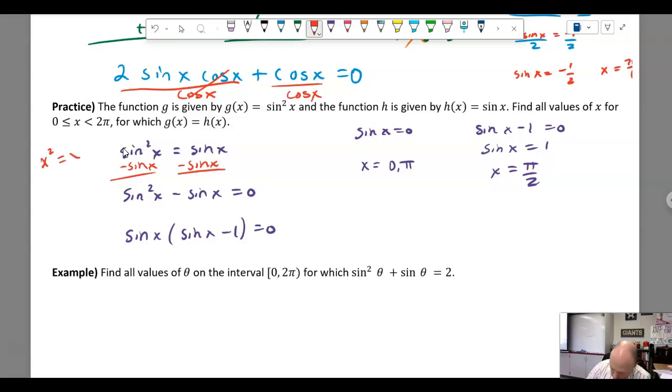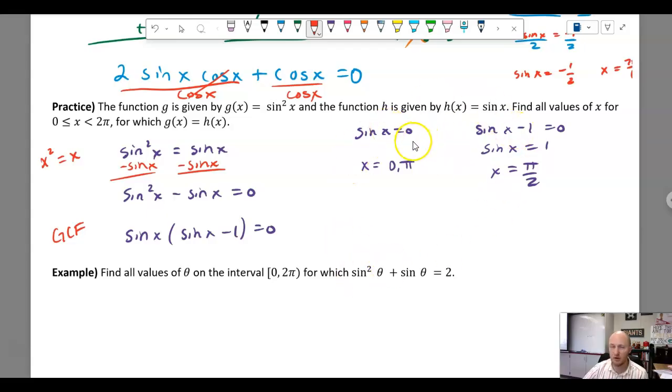What if it was sine squared x equal to sine x? Something like this. So I'm going to subtract this over, and we're going to do, again, a GCF. Notice what I do here is we factor out a GCF, and we get sine of x times sine of x minus 1 equals 0, and we get two possible solutions.